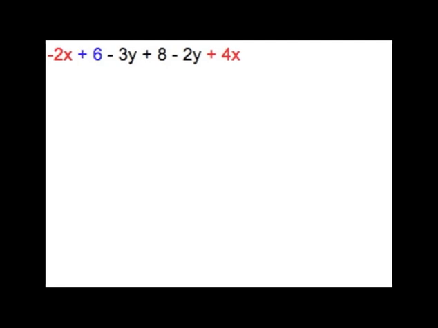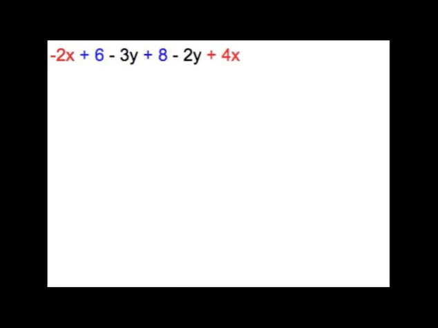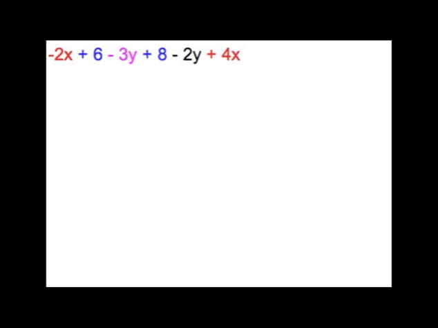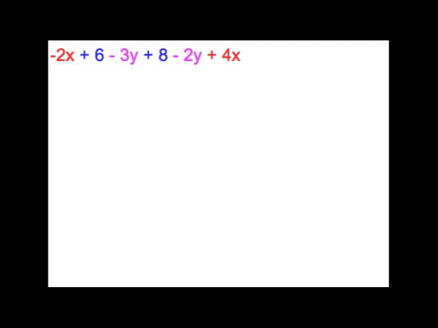Now that we've identified all the terms with x's in them, we'll take a look at the second term, which is just 6, just a number, so there is no variable. So we're looking at all of our terms that have no variables. 8 would be the only other term that does not have a variable. Now we move to our next term, negative 3y. So we look for all the terms that have a y as the variable. This would be negative 2y.